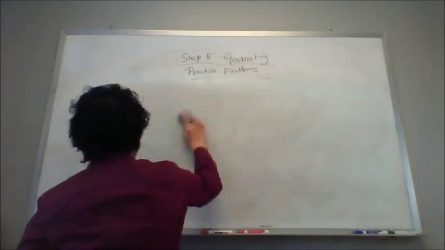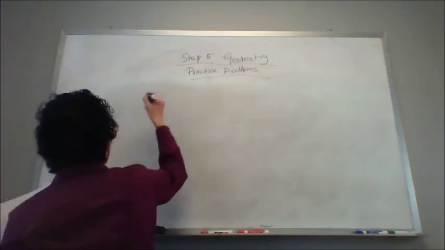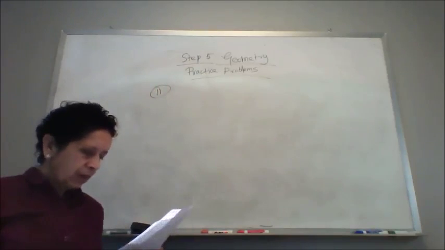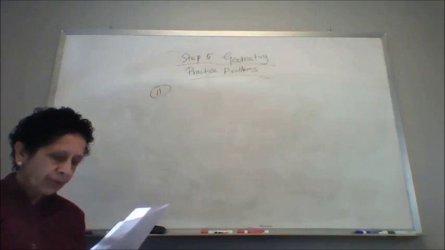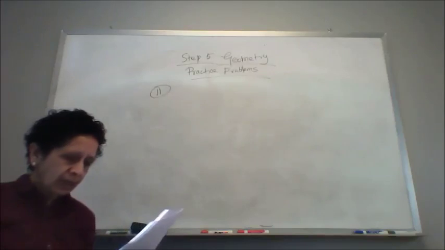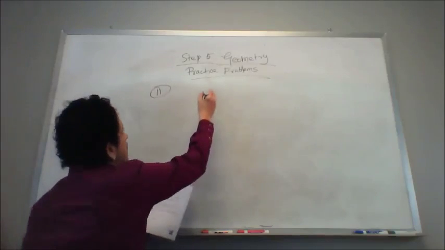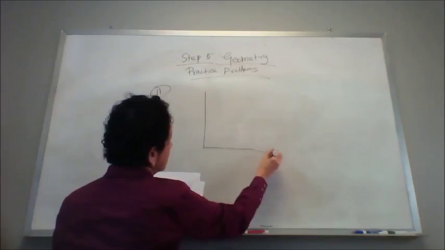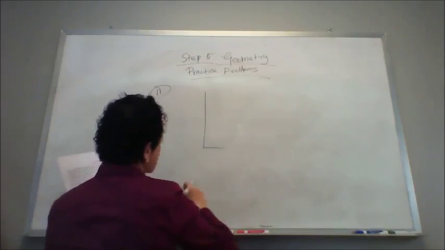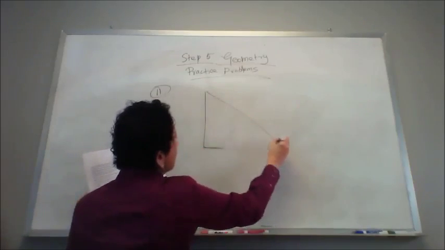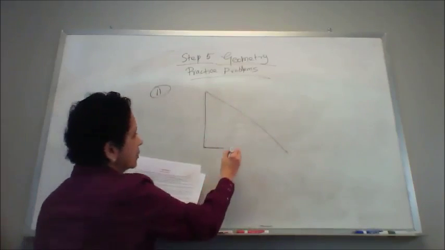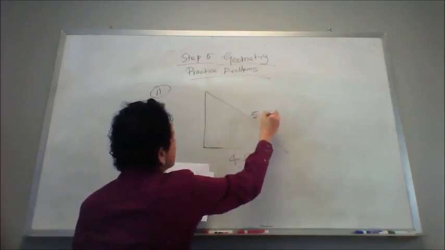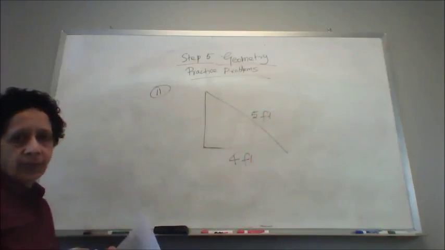Okay, so now let's move on to the next problem, problem number 11. A right triangle has a base of 4 feet, hypotenuse of 5 feet. What is the area of the triangle? So they are saying a right triangle like this, and the base is 4 feet, and the hypotenuse is 5 feet, and they want the area of the triangle.